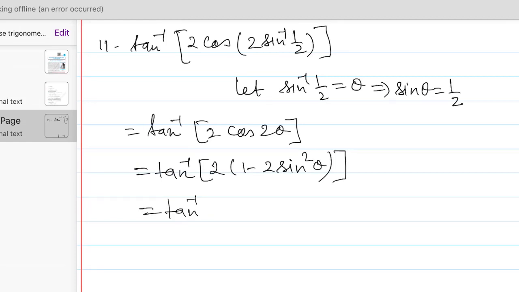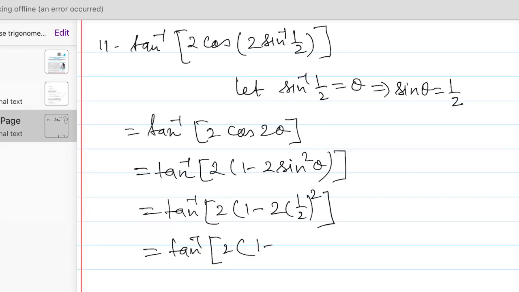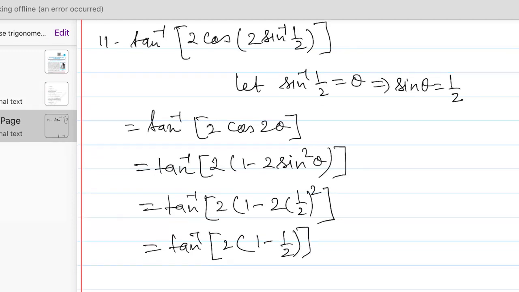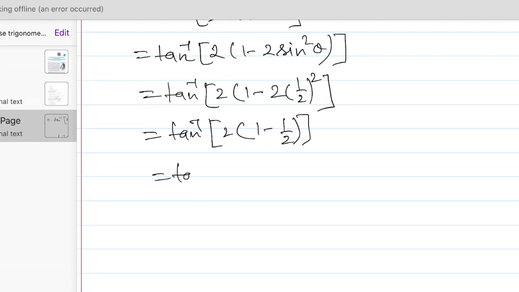Now we'll have tan inverse 2. Now we have the value of sin theta with us, so it is 1 by 2. Tan inverse 2, 1 minus, after simplifying you'll get 1 by 2. Tan inverse 2 into half is equal to tan inverse 1 is equal to pi by 4. This is the answer for the 11th one.